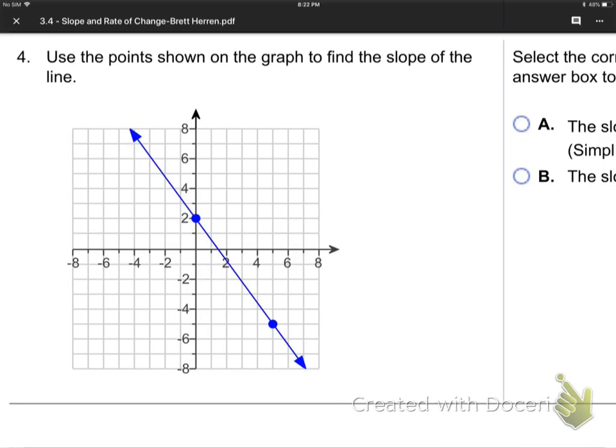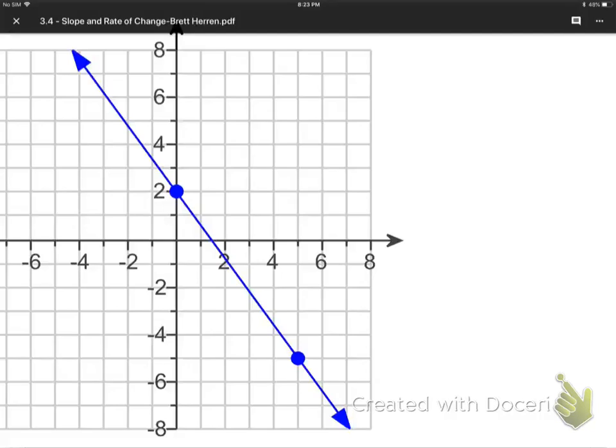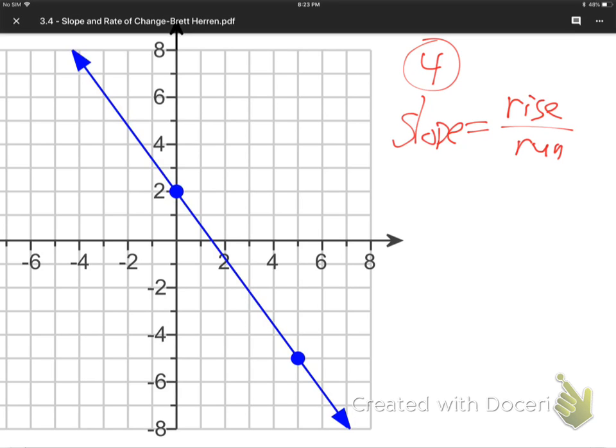All right, let's try that one. So just start at one of those dots. Is that big enough? Here, so this is number 4, I think, right? So slope is rise over run. So if I start at this dot, or you can start at the other one as you saw, it doesn't matter.